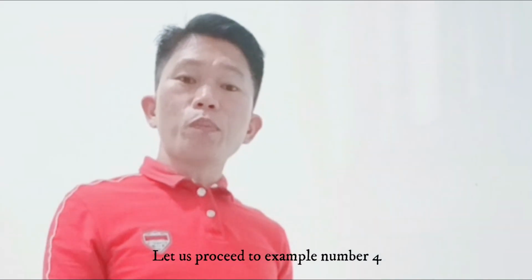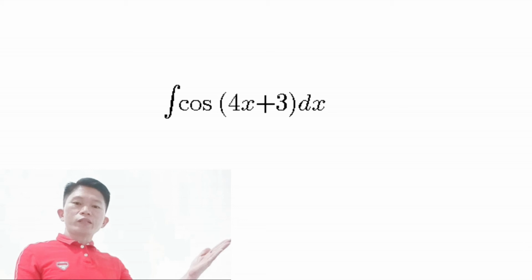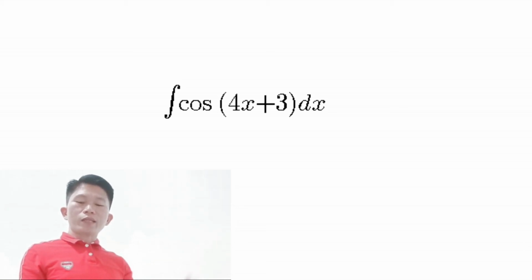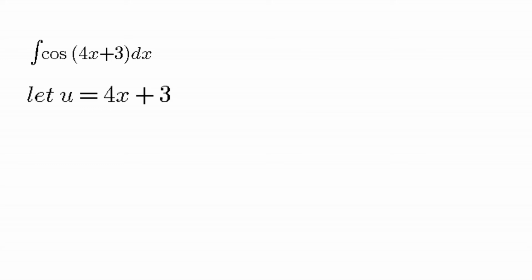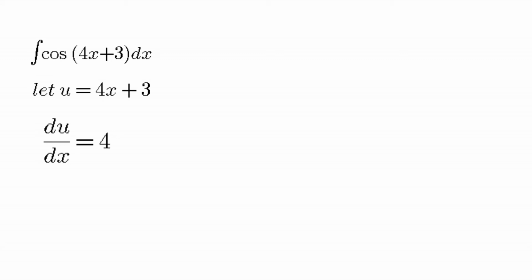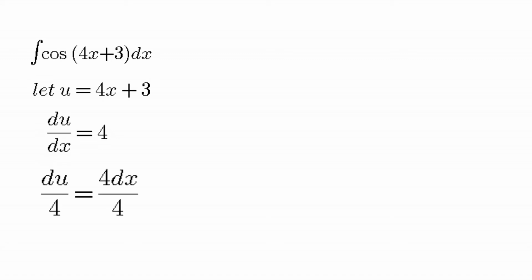Let us proceed to example number 4. Evaluate the integral of cosine the quantity 4x plus 3 dx. We are going to let u equal 4x plus 3, and then our derivative of u with respect to x is equal to 4. Our du now is equivalent to 4 dx, and then we need to divide it by 4, so it becomes our dx is du over 4.